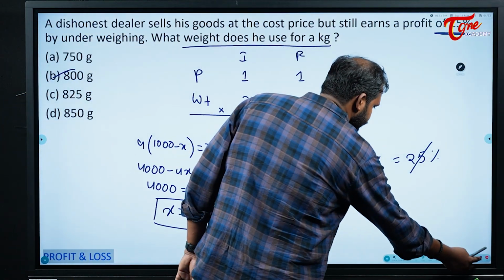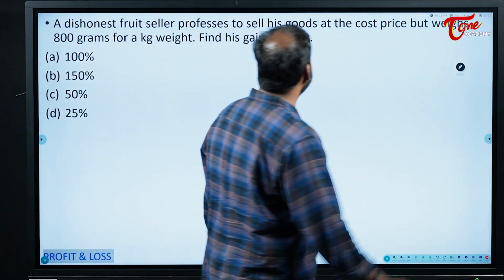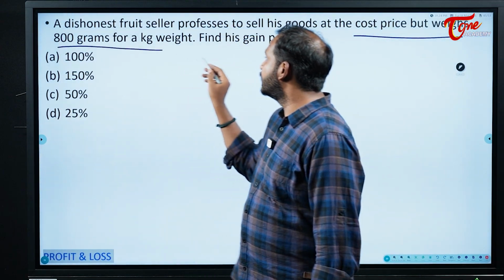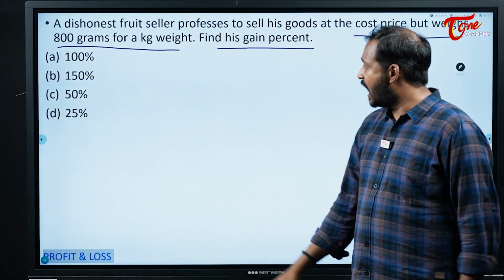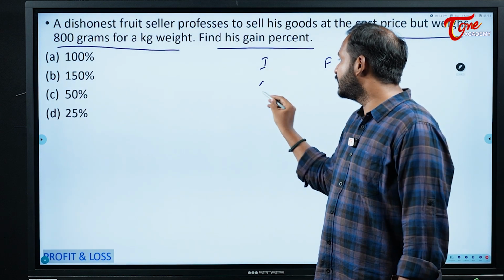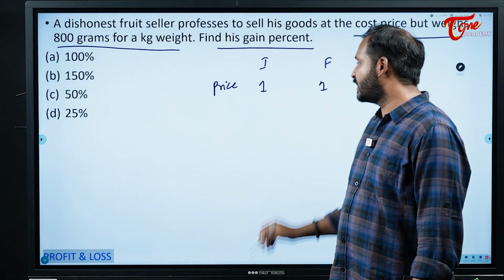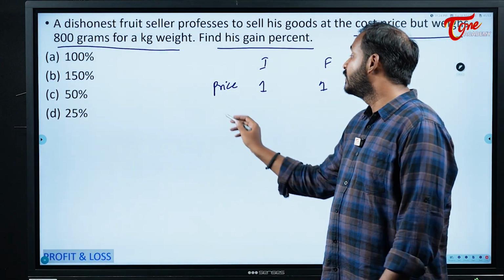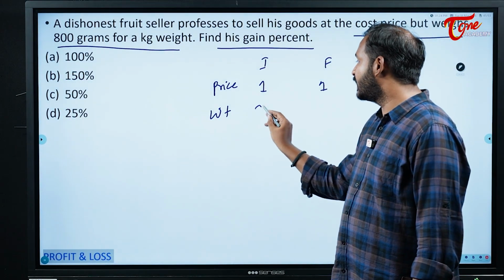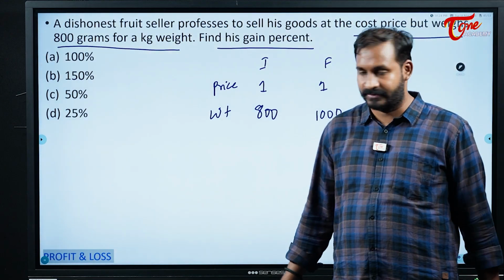Next one. Now see here, a dishonest fruit seller professes to sell his goods at the cost price, but weighs 800 grams for a kg. Find his gain percentage. As usual, initial, final. When it comes to the price, both are same. So my selling price and cost price both are same. When it comes to weight, he is using 800 grams, but he tells that he is selling 1000 grams to the customer.